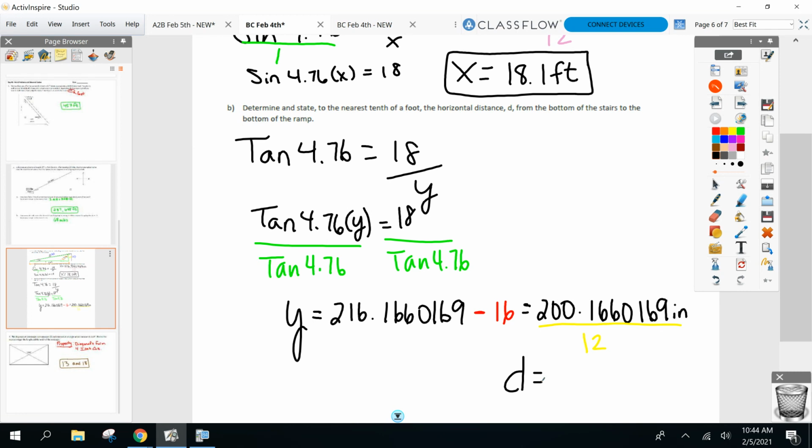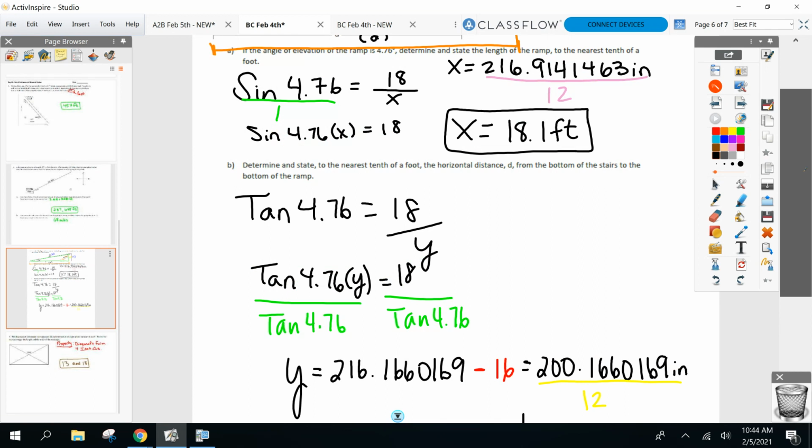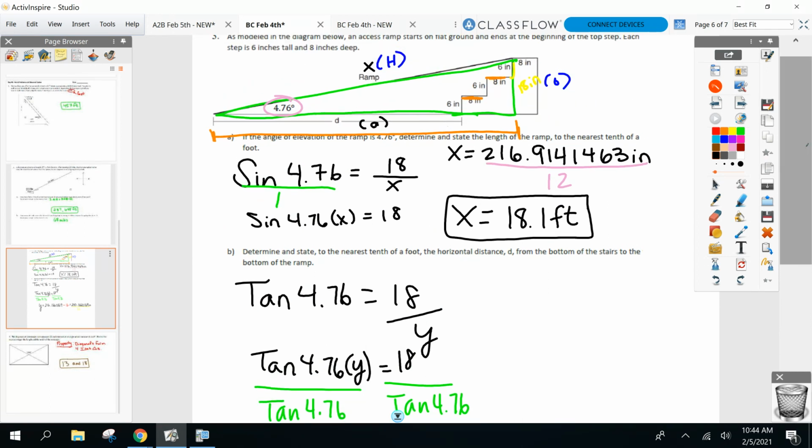Mr. Carlino, I did a different way where I used the Pythagorean theorem to find it. Is that okay too? Yes, Maeve, that's fine. The only thing I would warn you is don't use 18.1 from part A. Use your full calculator display before you rounded it to 18.1, because that may throw off your answer by 0.1 or 0.2. So yes, that's totally fine using Pythag.